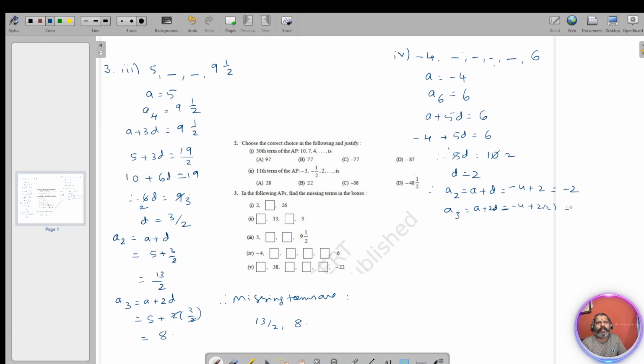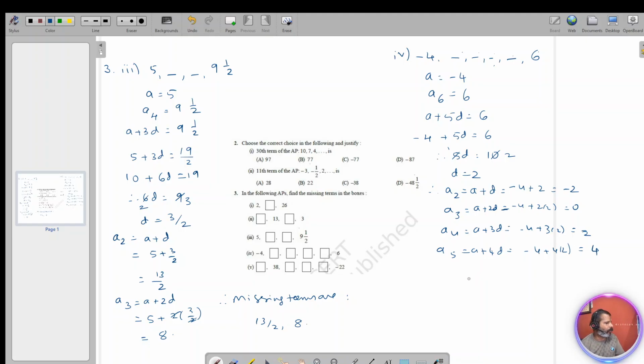Minus 4 is 0. A4 is A plus 3D. A is minus 4 plus 3 into 2, 6. 6 minus 4 is 2. A5 is A plus 4D. That is A is minus 4 plus 4 into 2, 8. 8 minus 4, 4. Okay.